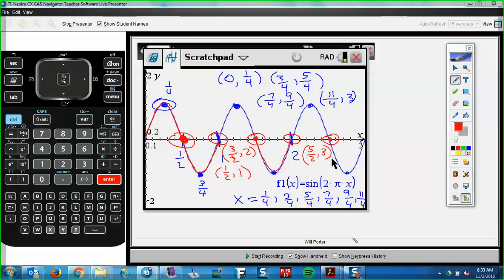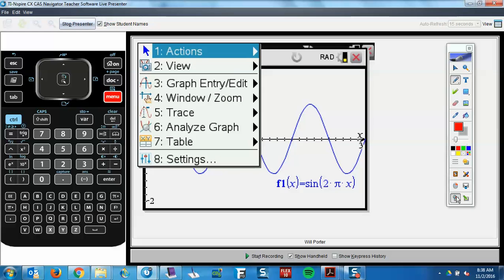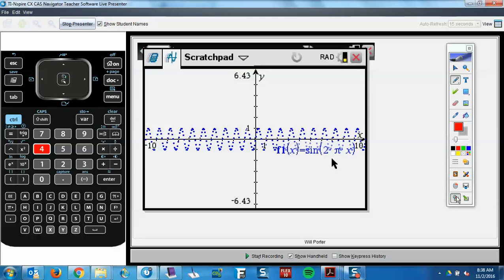Is it an even or odd function? Switch back to your menu 4 or 5. Menu 4 or 5. Or is it 5-4? Go back to a standard window. Okay? What's that look like?